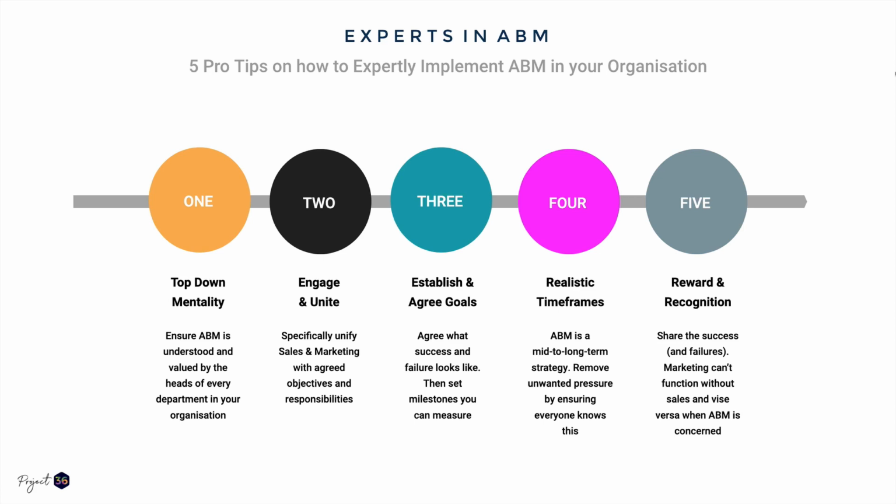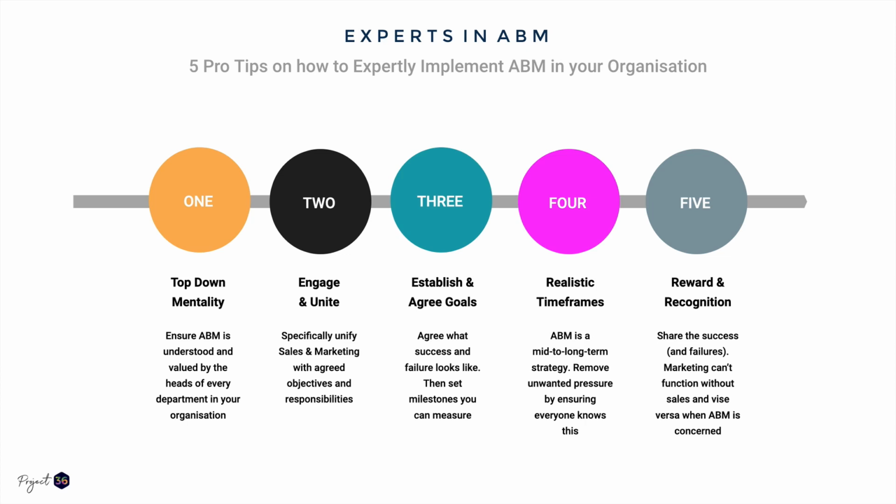Step 2, engage and unite. The whole company needs to be united on this, but fundamentally we need to be talking about unifying sales and marketing with agreed objectives and responsibilities. They really do need to understand each other and work well together and unite.